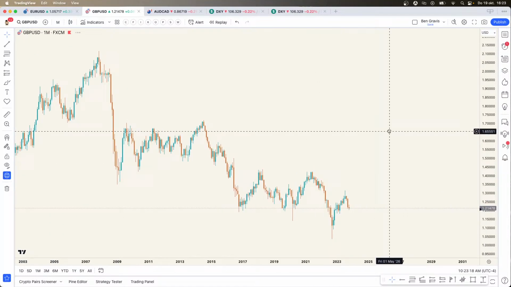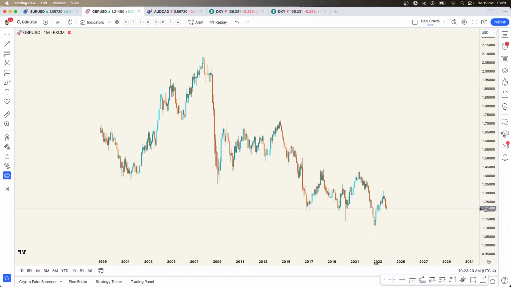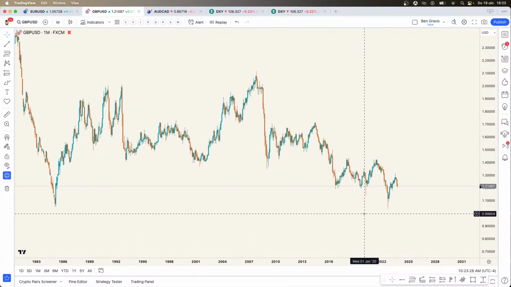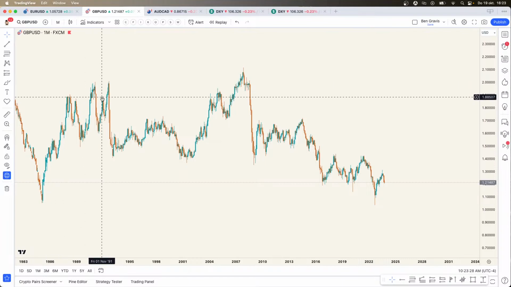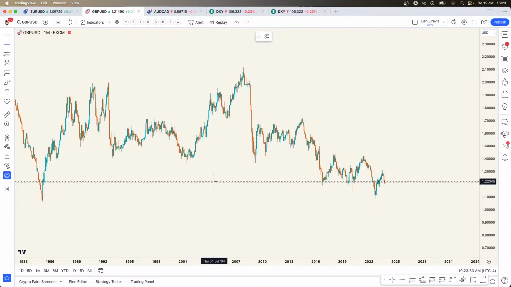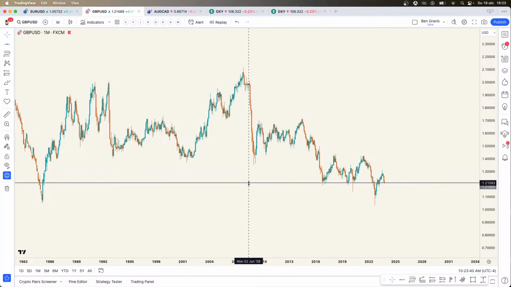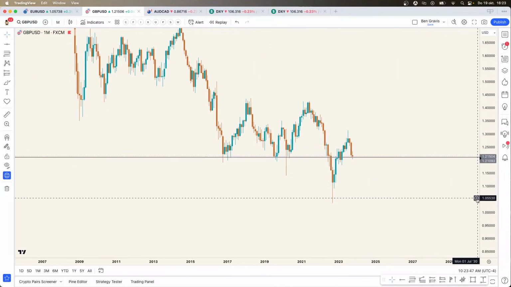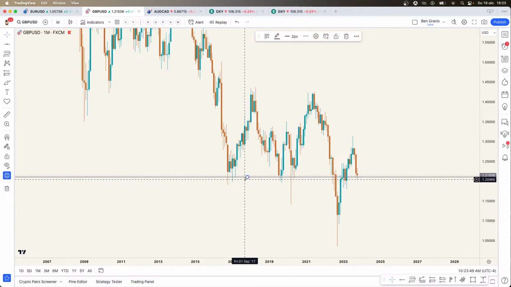So on the monthly chart, what do we see? Firstly, I want to see where my support and resistance is. Yeah, basically huge support here. You see those wicks over here. And then if we zoom in here, as well, a huge level of support.